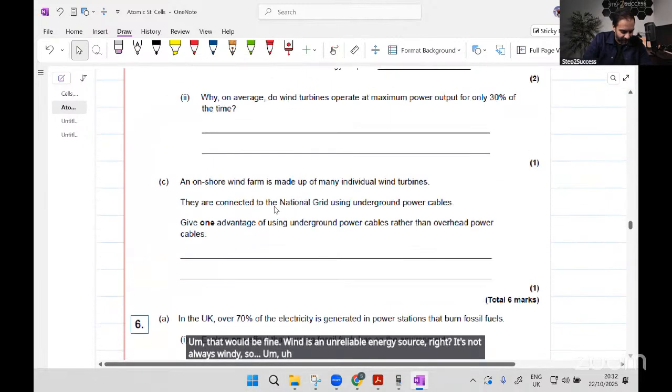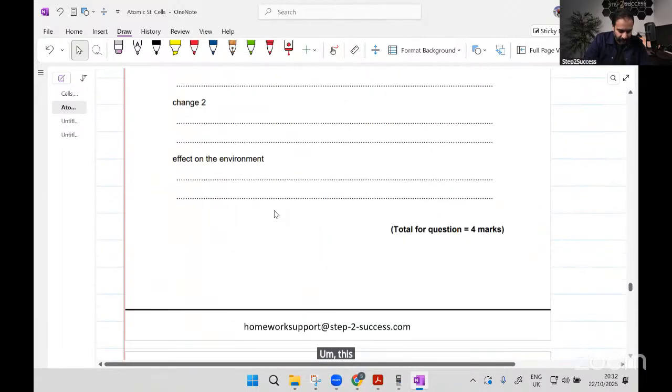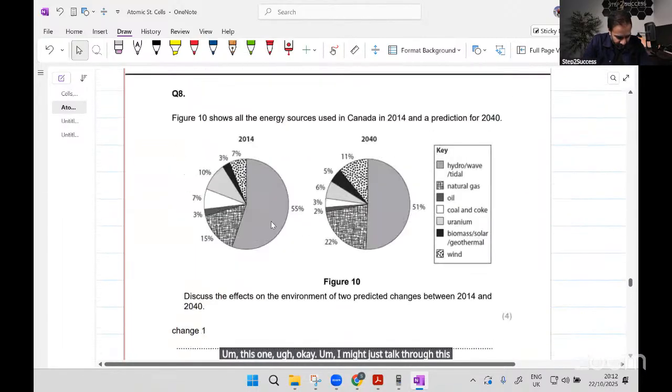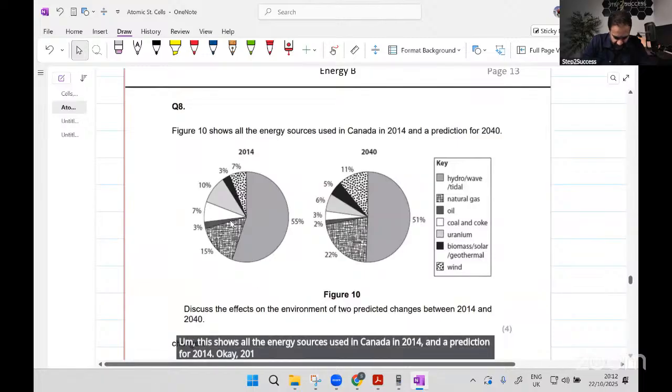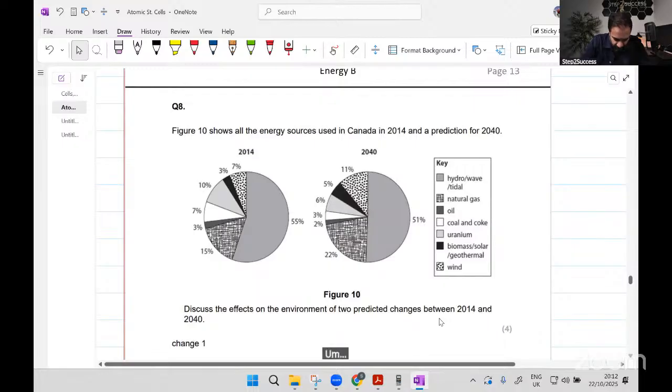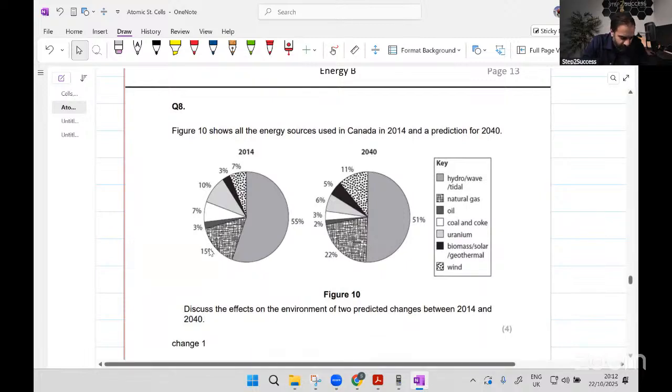Year 10, question 8. Let me have a look at what that says. Okay, I might just talk through this briefly. This shows all the energy sources used in Canada in 2014 and a prediction for 2040. Okay, we've got some stuff here in 2040. Discuss the effects of two predicted changes. Right. It's so hard to see these colors. Right. Let's pick this one here.